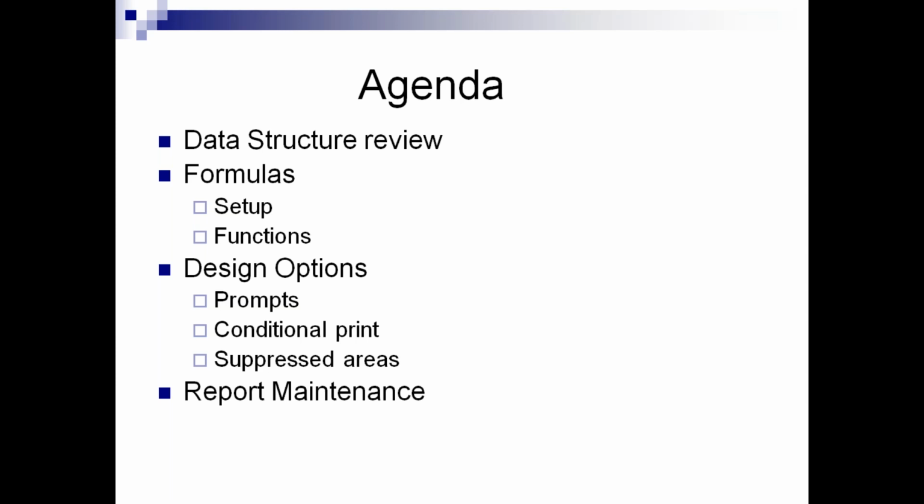And then we'll also take a look at suppressed areas. So if we are conditioning some things out of the report when it prints, how do we tell the system to compress those blank areas so that you don't have a bunch of holes in the report when you actually run it?